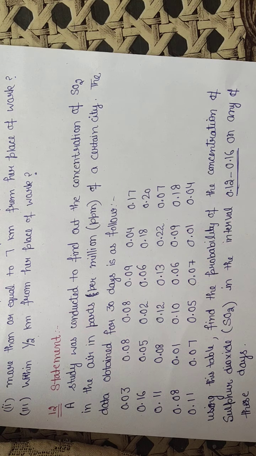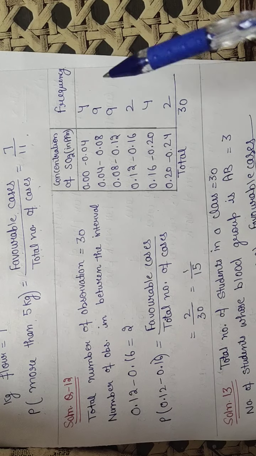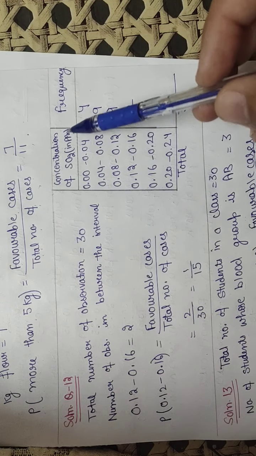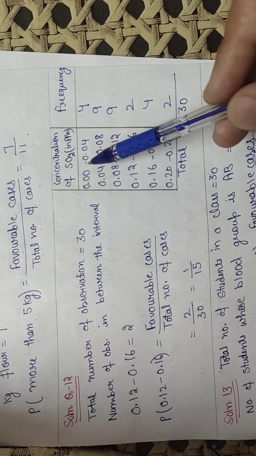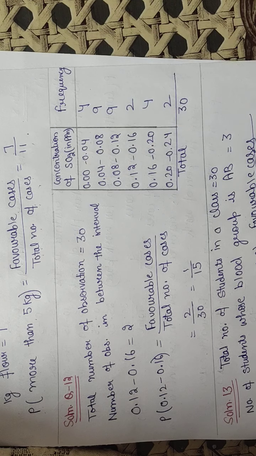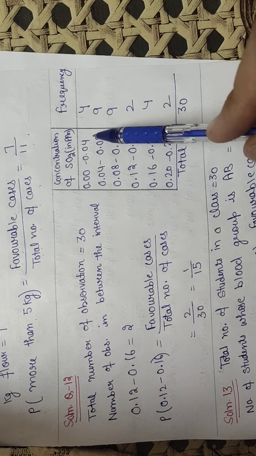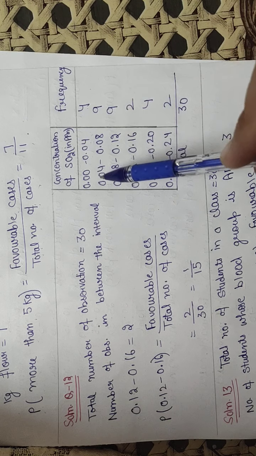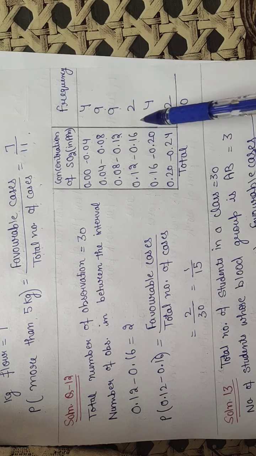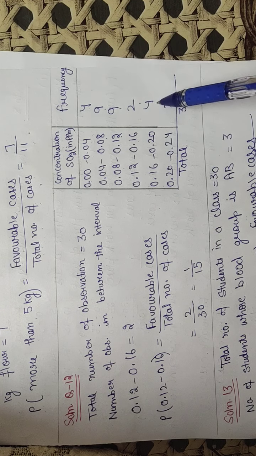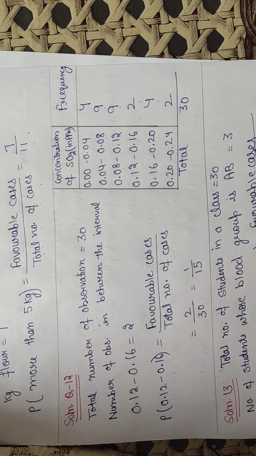So you know how to make the interval. Now see, this is the frequency distribution table. Concentration of sulfur dioxide in ppm. Start with the least value, 0.00 to 0.04. In this interval you will see the values 0.001, 0.00, 0.002, 0.003, not including 0.004. So total cases are 4. Similarly, 4 to 8 are 9, 8 to 12 are 9, 12 to 16 are 2, 16 to 20 are 4, 20 to 24 are 2.